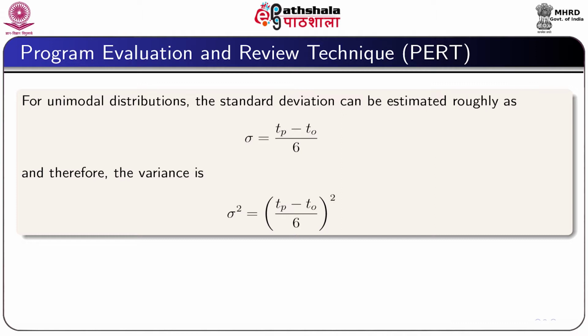In PERT, the main difference is that instead of activity duration, the expected time Te for the activity is considered. And with each node there is a variance. Therefore, the duration of the project is considered as the mean expected time with its variance.